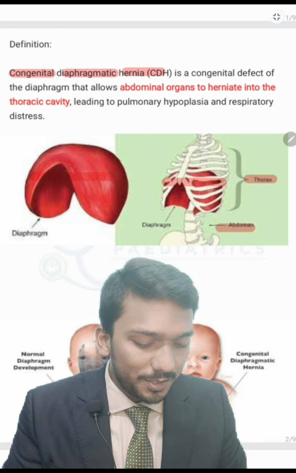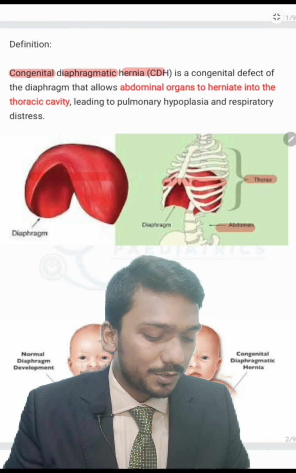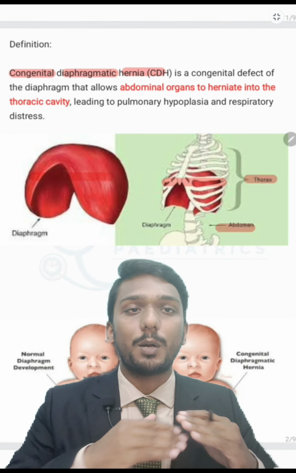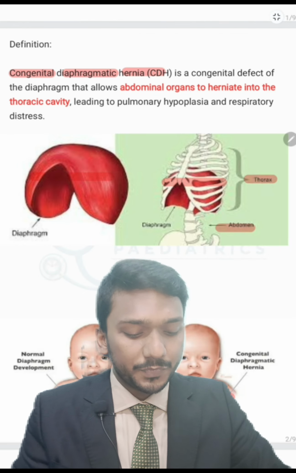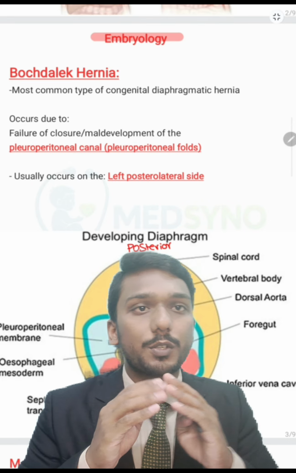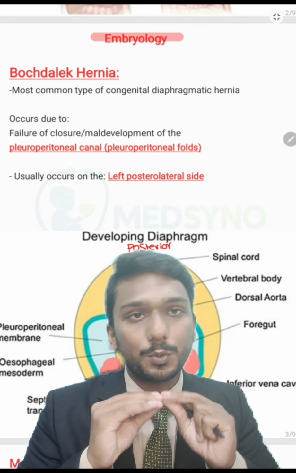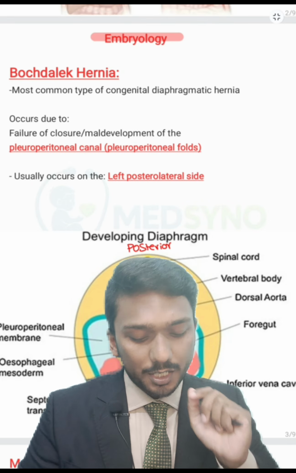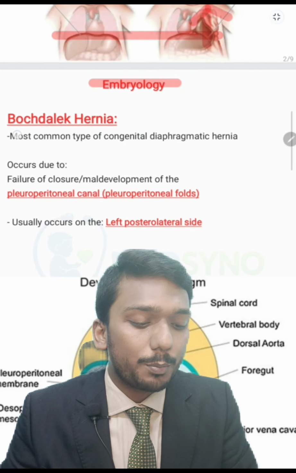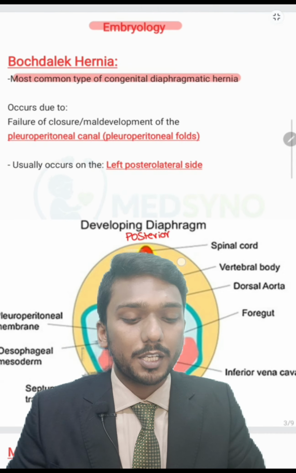Here you can see this is the normal diaphragm. Because of the defect in the diaphragm, intestinal bowel loops are moving from the abdominal cavity to the thoracic cavity. This is purely an embryological defect. Because of that, we are dividing it into two types. One is the Bochdalek hernia, another one is the Morgagni hernia. Bochdalek is the most common type of congenital diaphragmatic hernia.